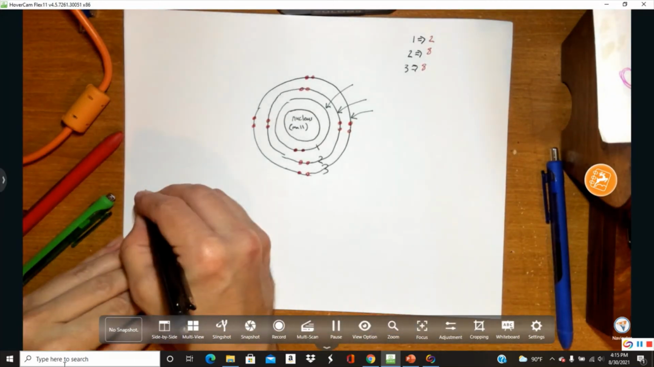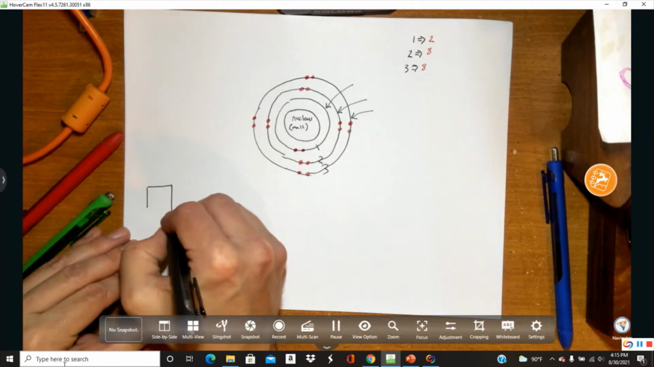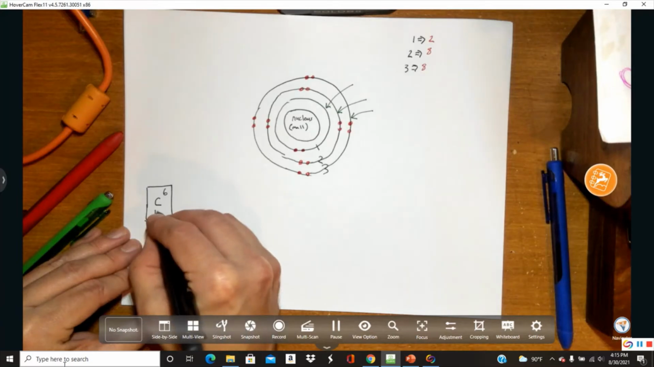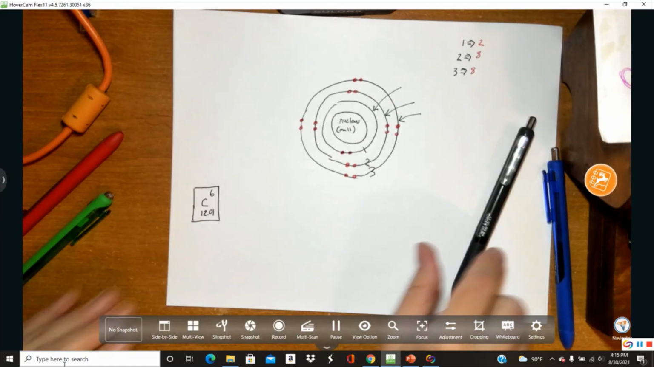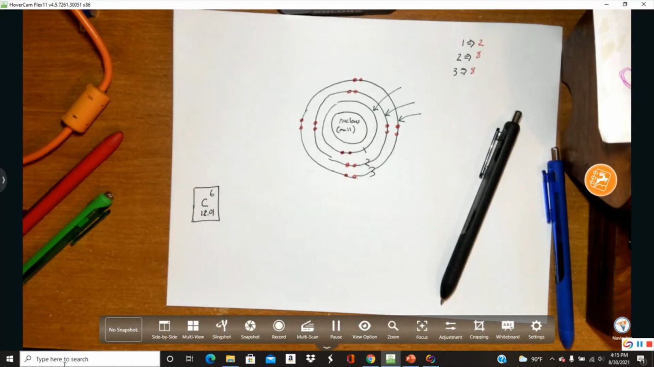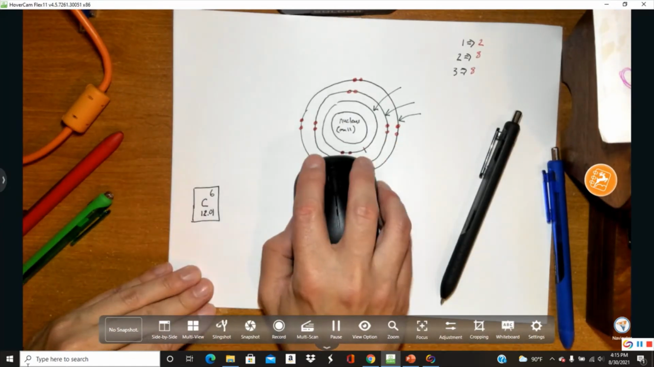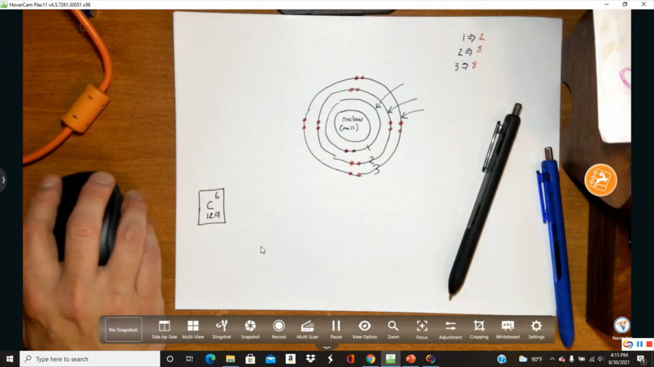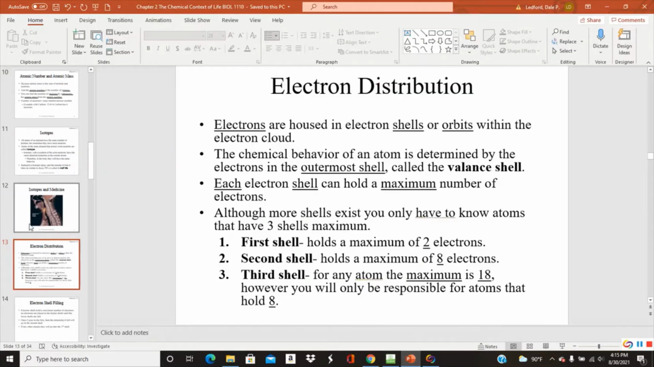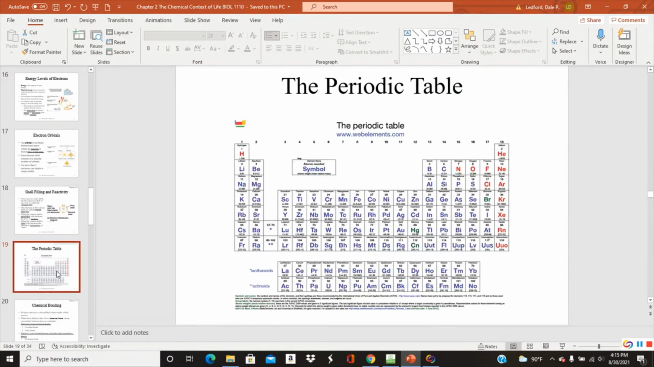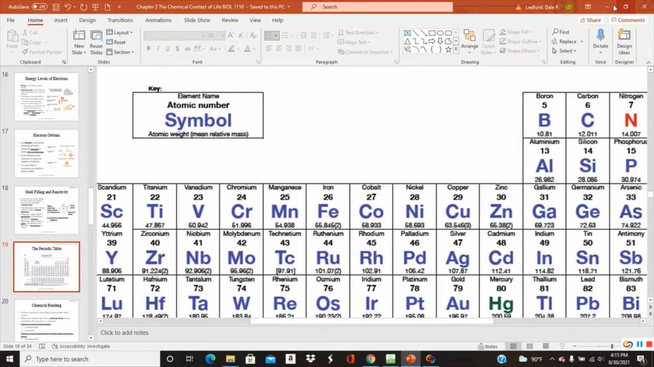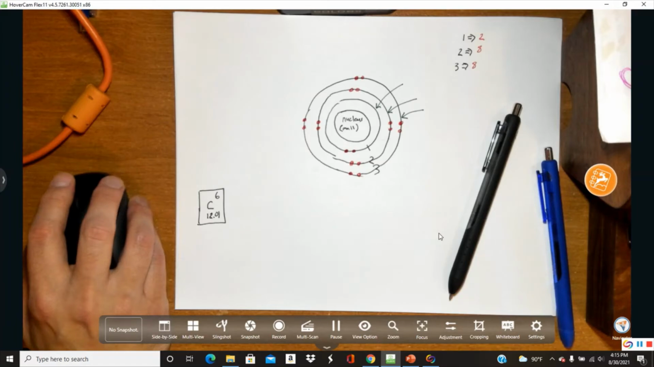Let's say I have here, let's take one of our classic examples, carbon. I think that's right, 12.01. I am guessing sometimes on these. Without looking it up, I don't like to just fly by the seat of my pants. I'm not that kind of person. But 12.011.